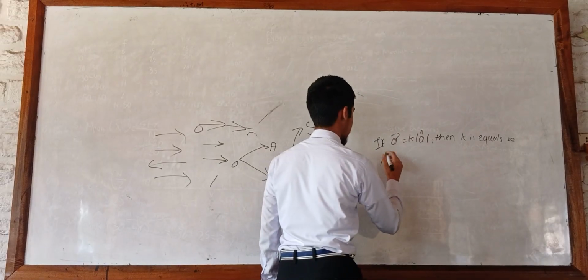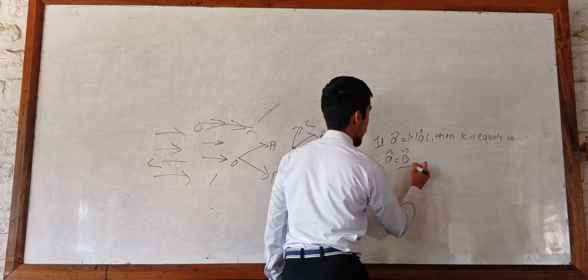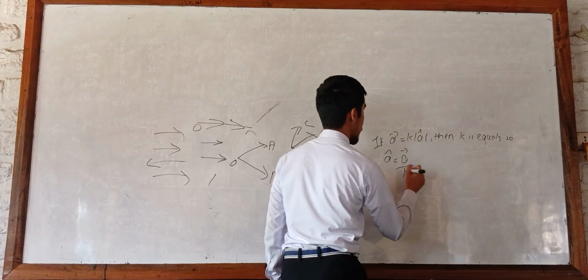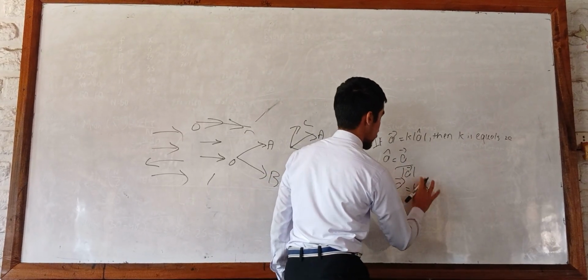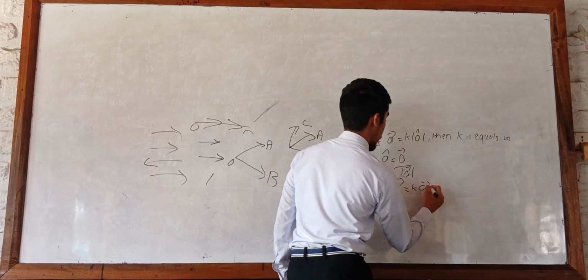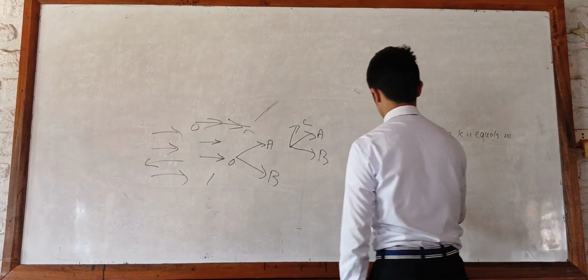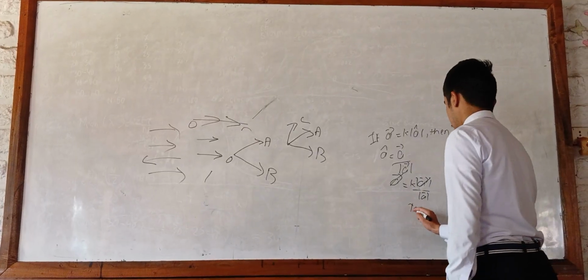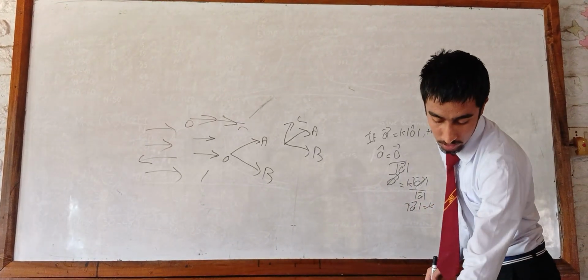You know that A cap represents the A vector divided by the modulus of A vector. Now using that we can write A vector equals K times A vector by modulus of A vector. You can just cancel this, and the modulus of A vector equals A vector, which is our option number C.